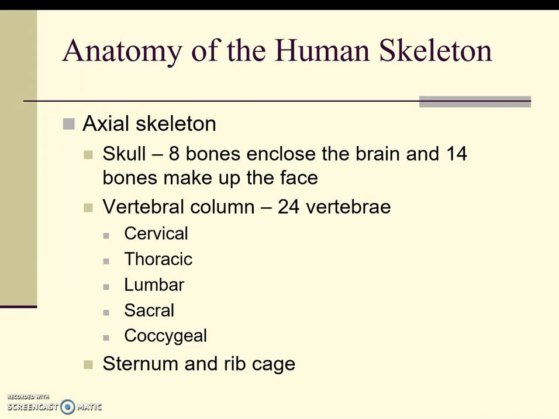And then the sternum and the rib cage finish off the rest of the axial skeleton. The axial skeleton is all about protecting your most vital organs. So the brain, the spinal cord, the heart, and the lungs are all protected by the axial skeleton.